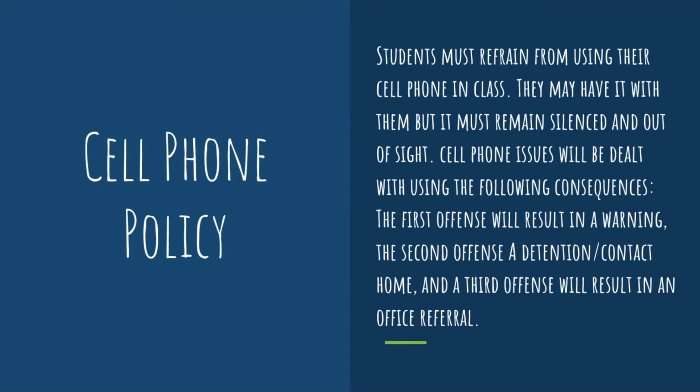Cell phone policy. Students should refrain from using their cell phone in class. They can have it with them as long as it remains silenced and out of sight. Cell phone issues will be dealt with using the following consequence. The first time it happens, I'm going to give you a warning. The second time is going to be a detention and a contact home, and then a third offense will result in an office referral.